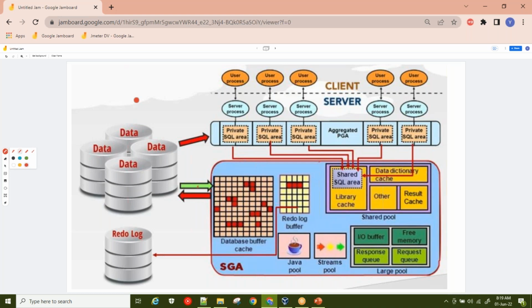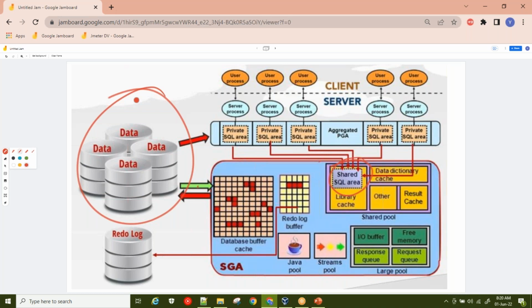Now that is stored inside this shared SQL area, so that whenever you get a query, it doesn't need to go again and again to the data to fetch that execution method. Those execution methods are stored in the shared SQL area, from where it will quickly pick up that method and execute it. So that is the shared SQL area.